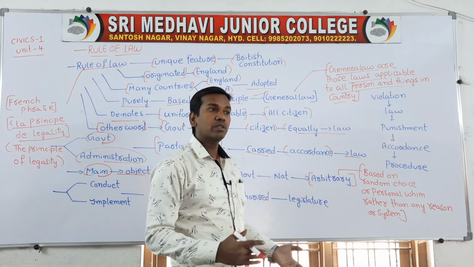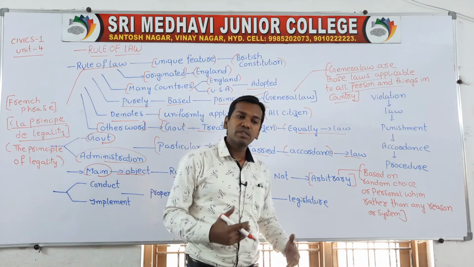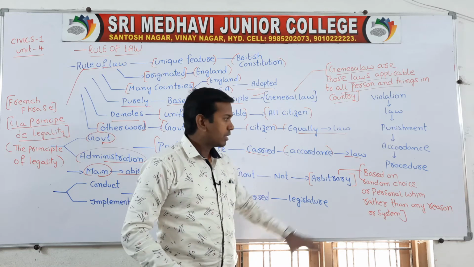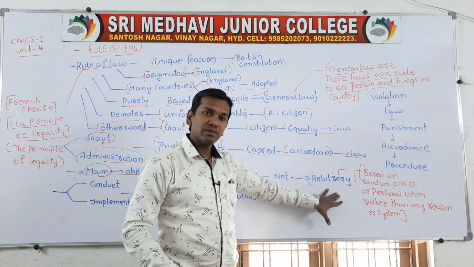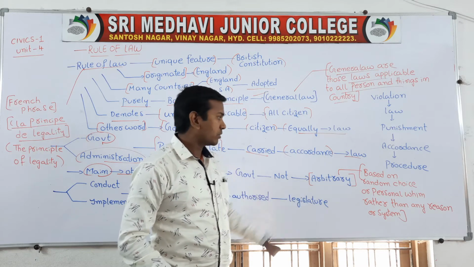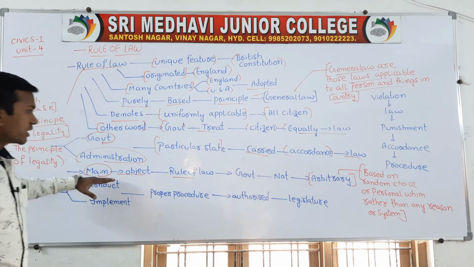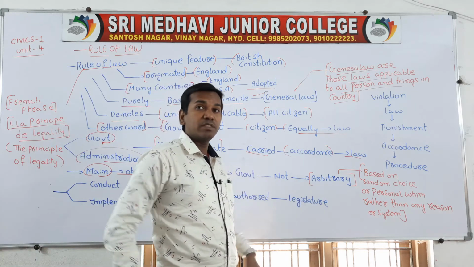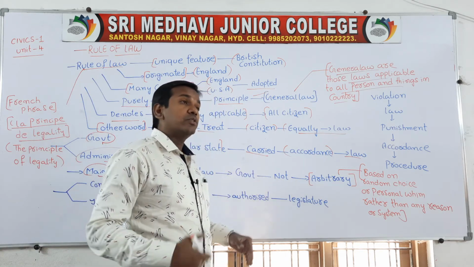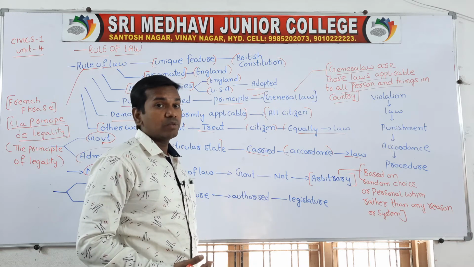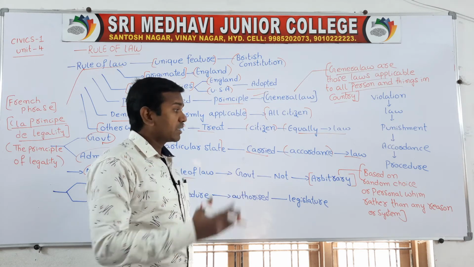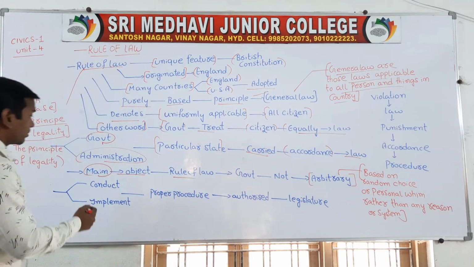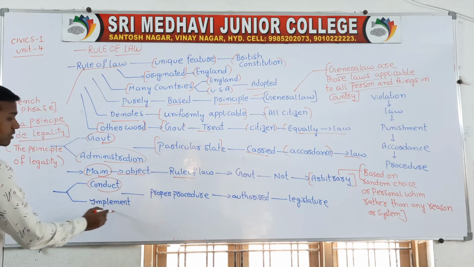The government should not do this, even in a cabinet meeting: we should not select randomly or due to personal choice, but based upon reasons as well as systems. So here also, the main object of the rule of law is that the government should not be arbitrary. Arbitrary means they should not make random choices or personal choices on their own, but they should follow the systems and the reasons. That is one point. And they should conduct and implement.